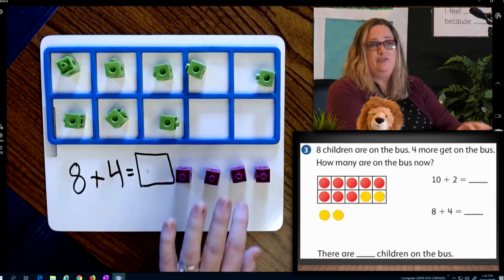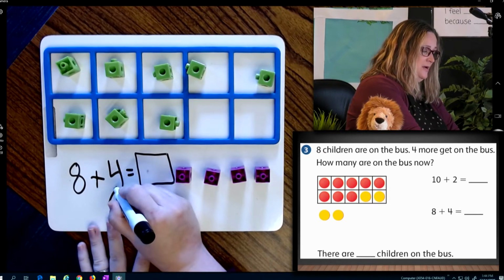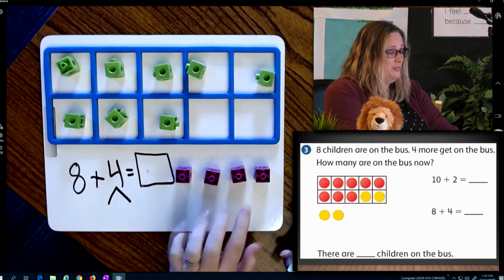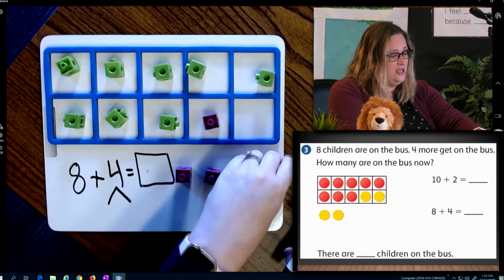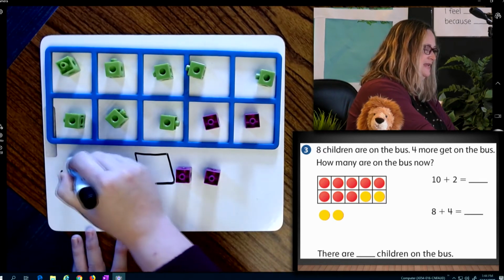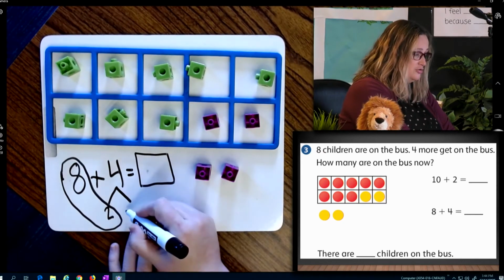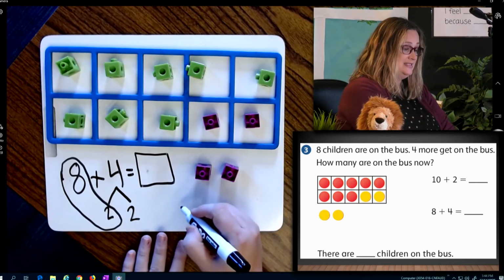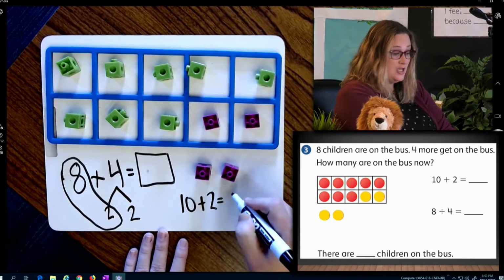Now, we can't fit 4 in the tens frame to make 10. So we're going to make our number bond. How many from my 4 are we going to put with the 8? 2, because 8 and 2 make 10. So I'm going to circle my 10. And how many do I have left? 2. So now it's not 8 plus 4. Now it's 10 plus 2 equals 12.